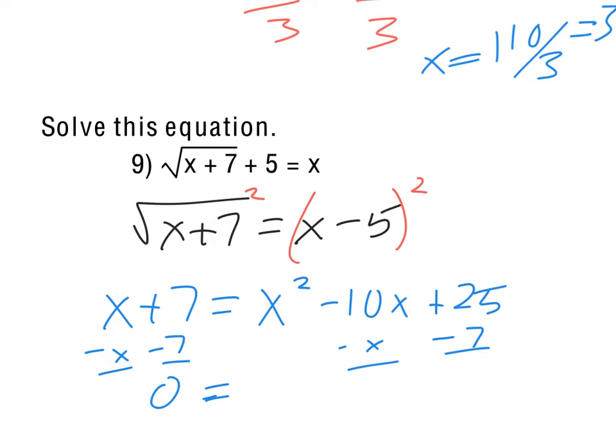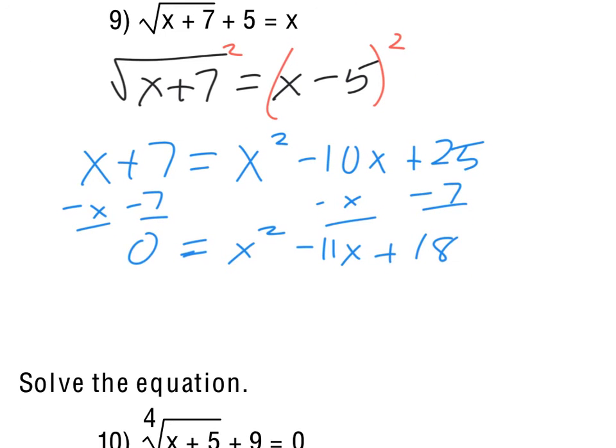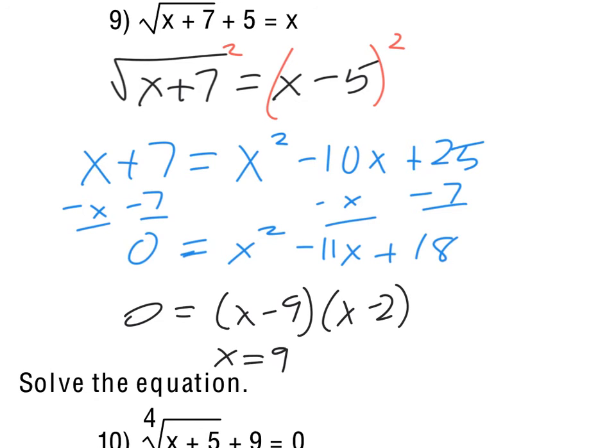So we get 0 equals x squared minus 11x plus 18. And we'd like to try to factor that. Looks like it'll factor as x minus 9, x minus 2 would give us what we need. So the solutions appear to be 9 and 2.